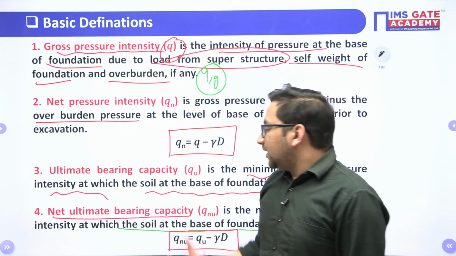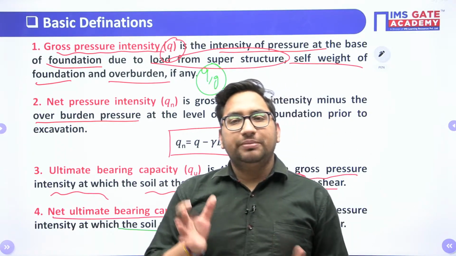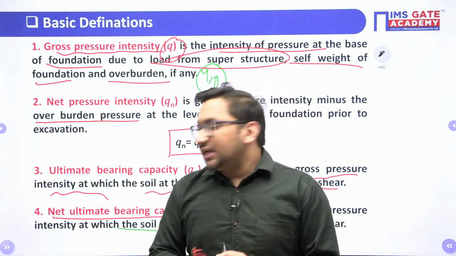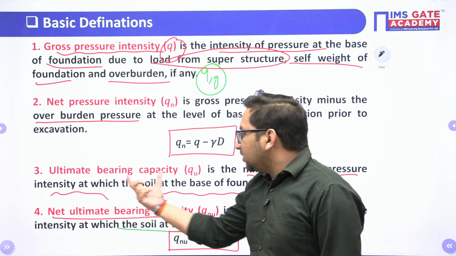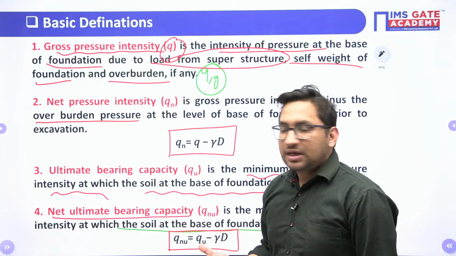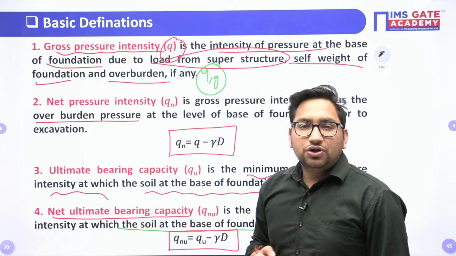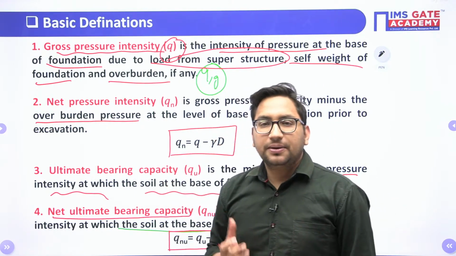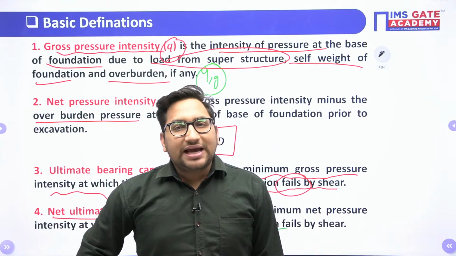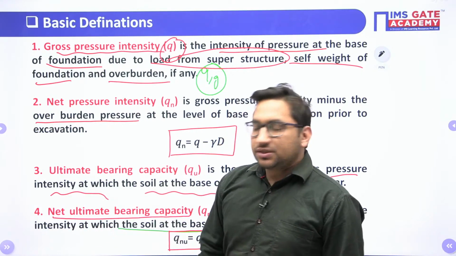Clear? Now, these are the limiting values at which your soil is going to remain safe or fail, right? If you apply a stress value above this ultimate bearing capacity, your soil will fail in shear. Whereas if you apply a stress value below this value, your soil will remain safe, right? So, to be on the safer side, what we do? We apply the factor of safety on these particular values, right?